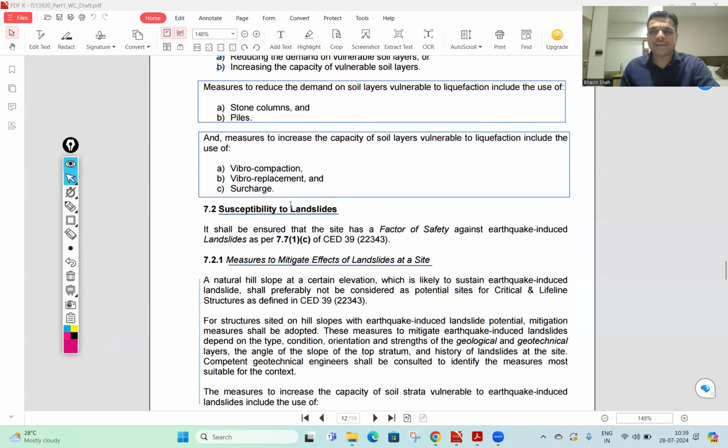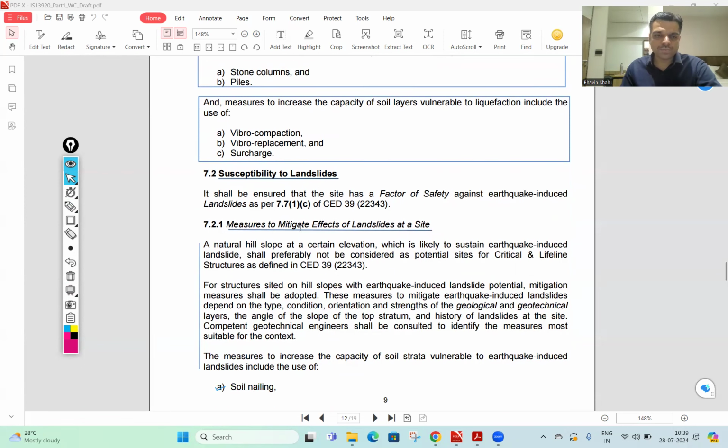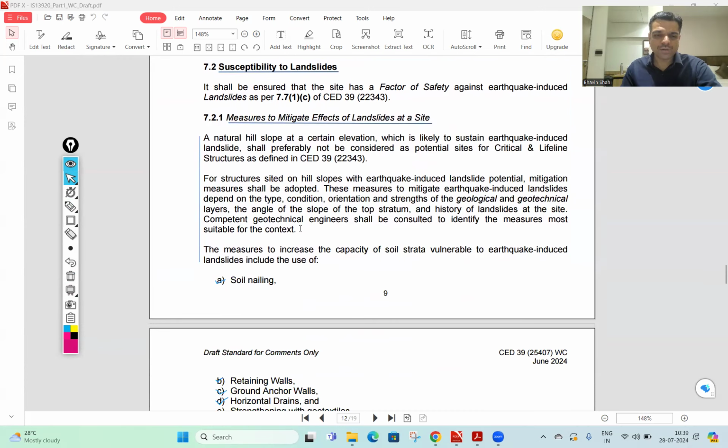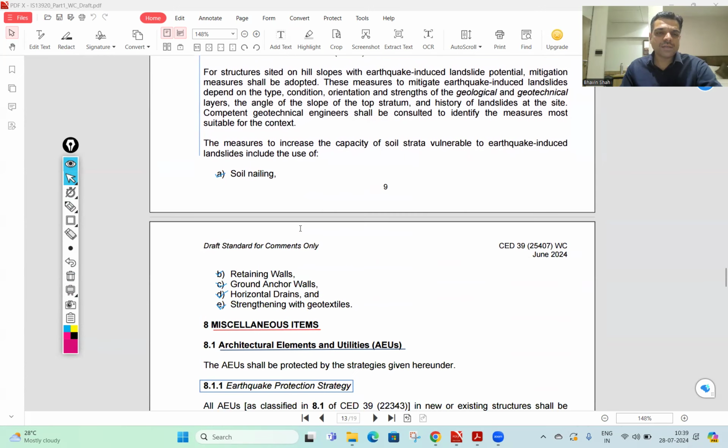Susceptibility to landslides. So for the landslides, also a few paragraphs are written here, and it says the techniques are mentioned as soil nailing, retaining walls, ground anchor walls, horizontal drains, strengthening with geotextiles, etc.